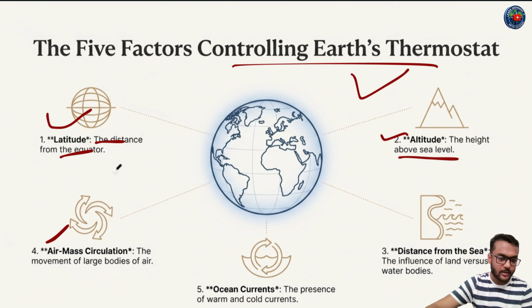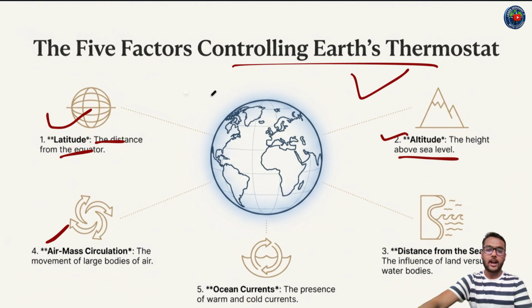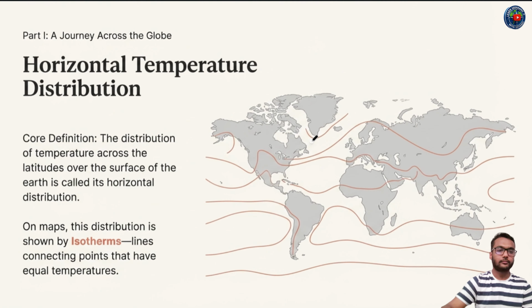Air mass circulation, the movement of large bodies of air. Ocean currents, the presence of warm and cold ocean currents. Then distance from the sea, the influence of land versus water bodies. These are some controlling factors of Earth's atmospheric temperature distribution.